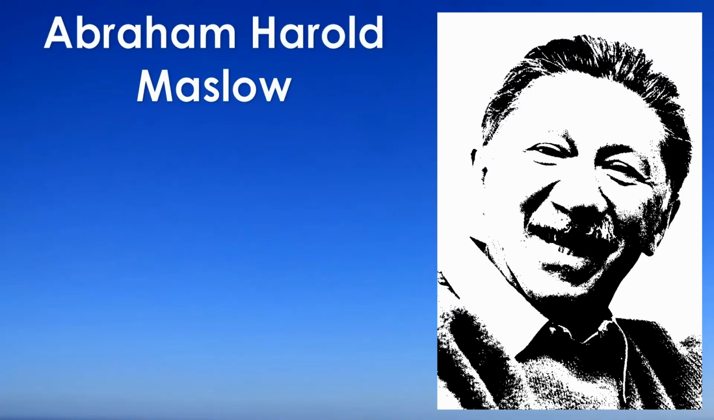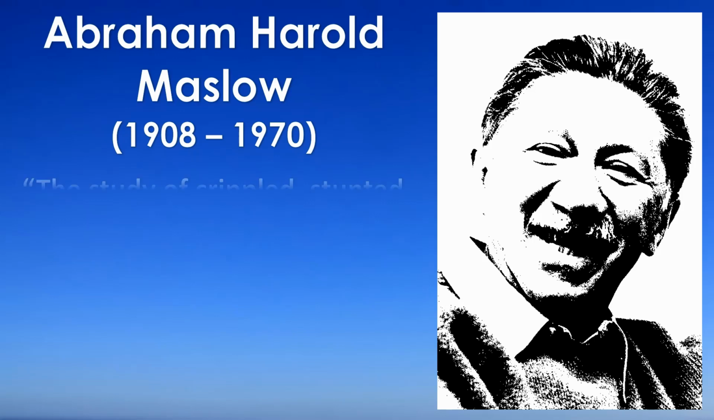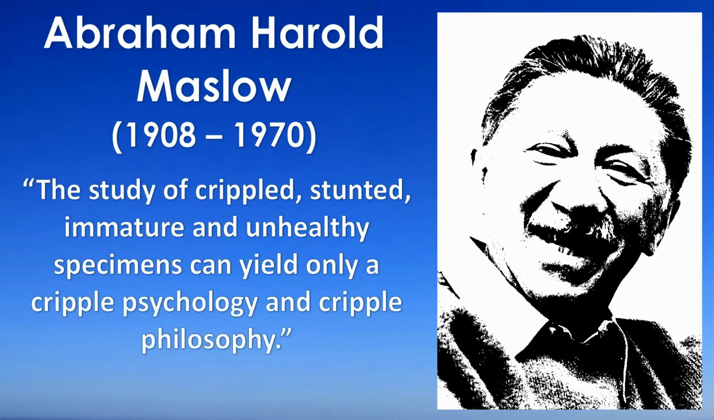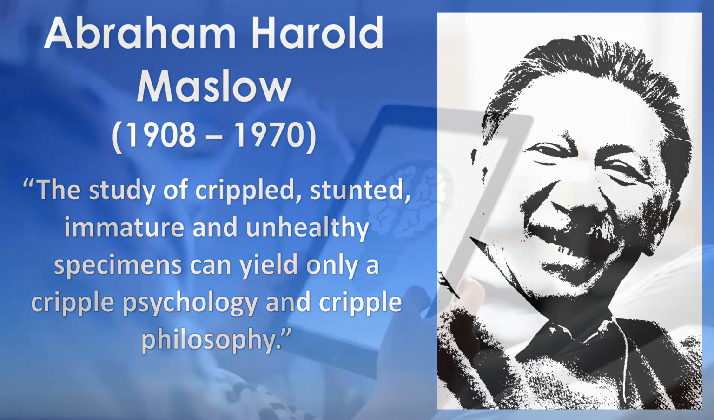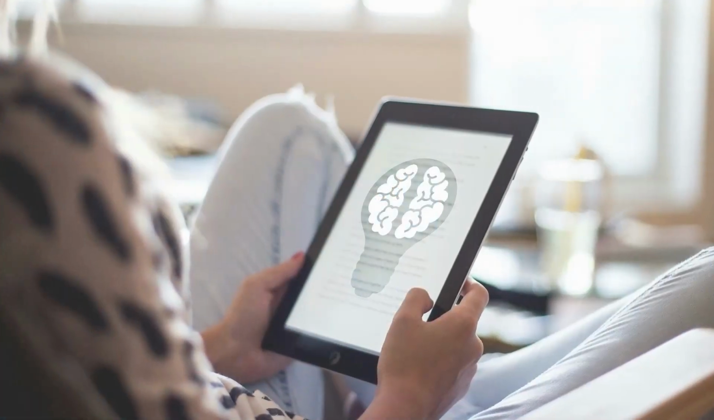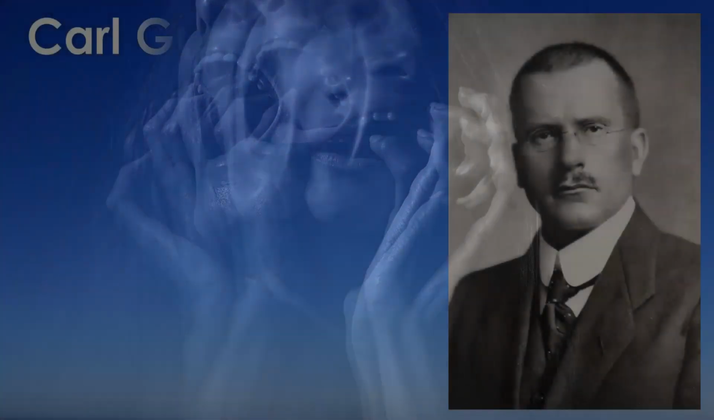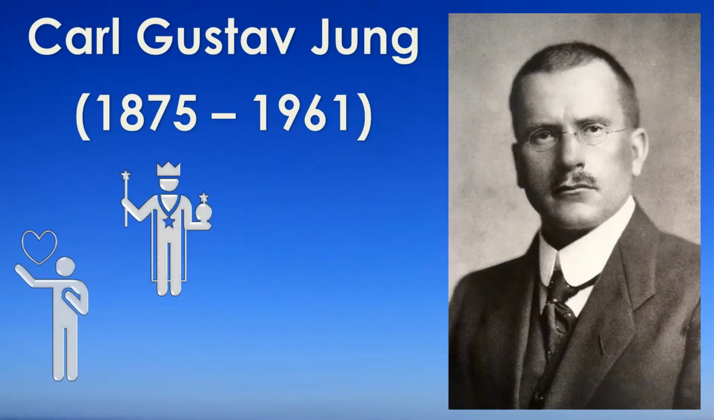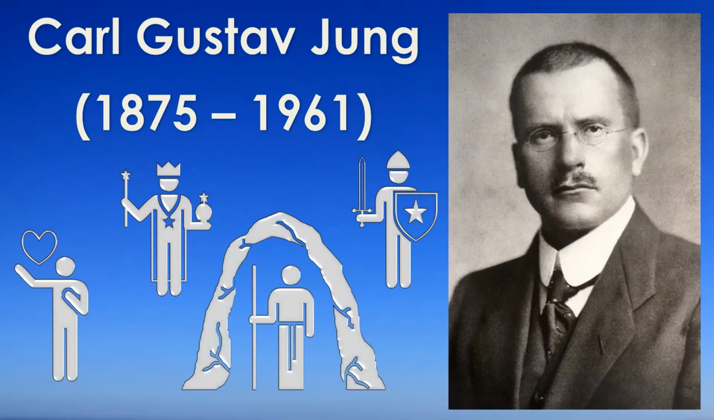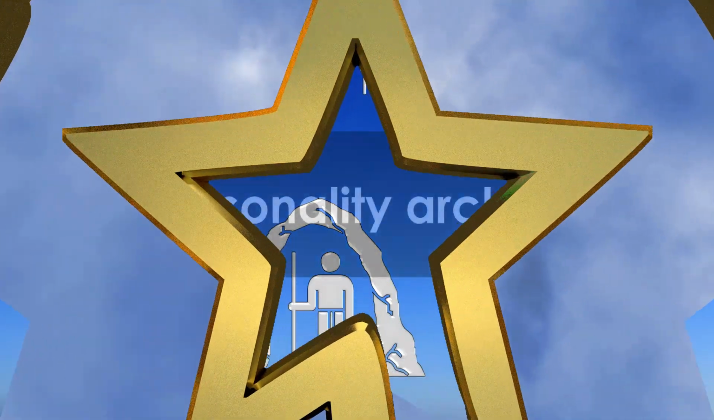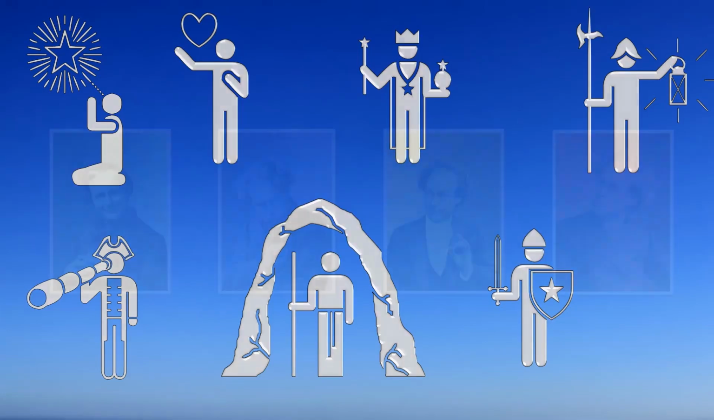However, the famous psychologist Abraham Harold Maslow once said, "The study of crippled, stunted, immature and unhealthy specimen can yield only a crippled psychology and a crippled philosophy." Accordingly, we do not want to base our psychology and philosophy on the pathological forms, and therefore we resort to the psychology of Carl Gustav Jung and to the archetypes, the personality archetypes.